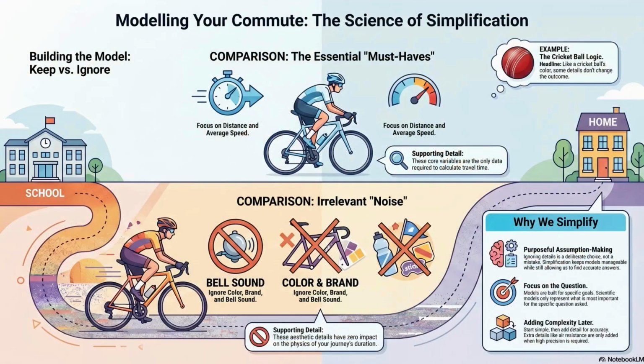In science, leaving out these extra details isn't a mistake. It is a purposeful choice. By stripping away the irrelevant information, we keep the problem simple enough to find the exact answer we are looking for. And that is the power of a scientific model.